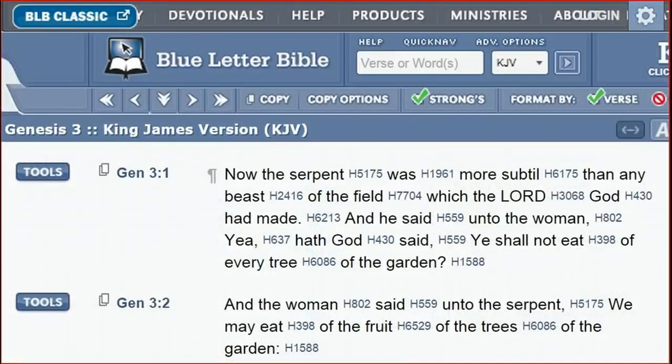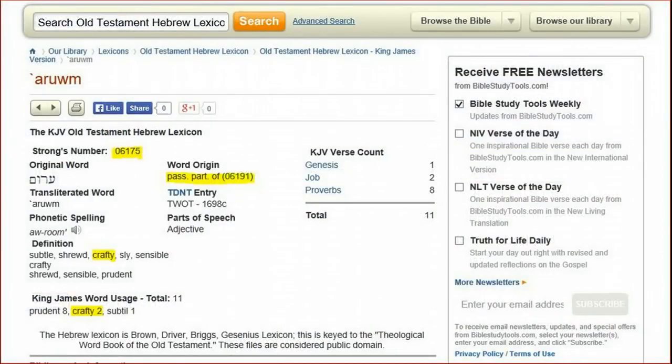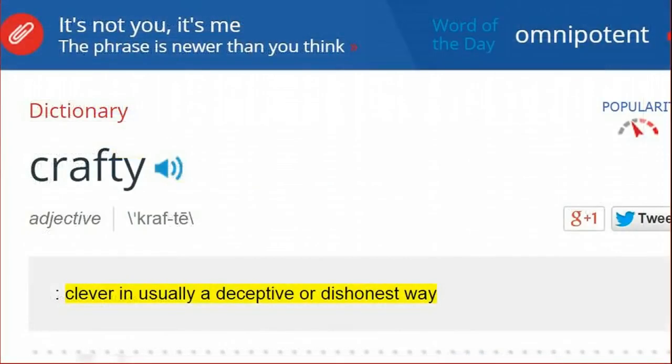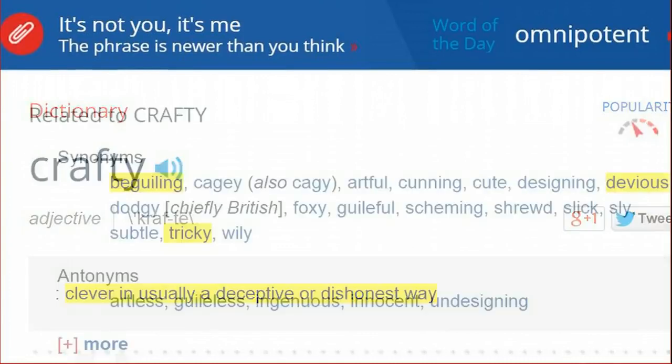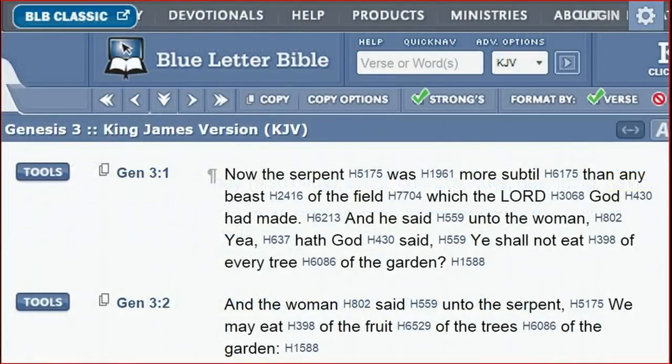The word translated as subtle is number 6175, which also means crafty, and the definition of crafty is clever in usually a deceptive or dishonest way. And one of the synonyms of the word crafty is devious. So verse 1 says, "Now the image was more devious."